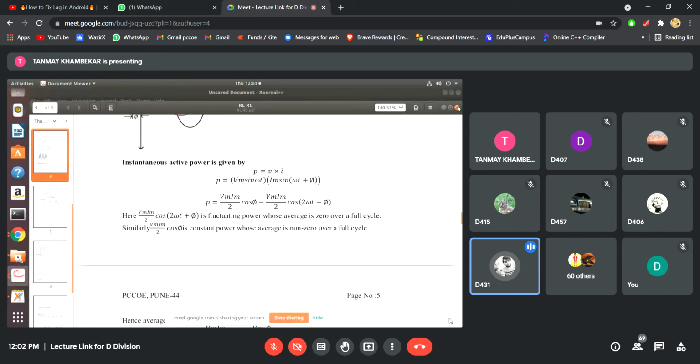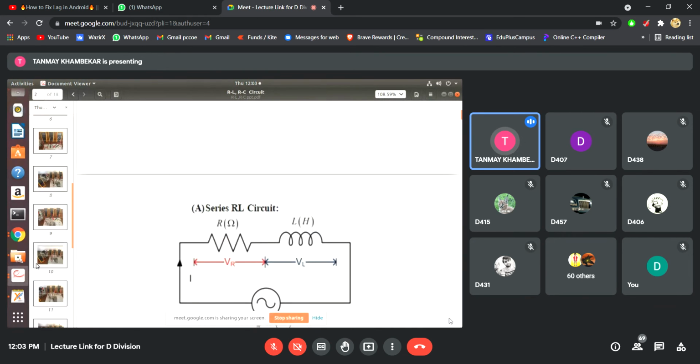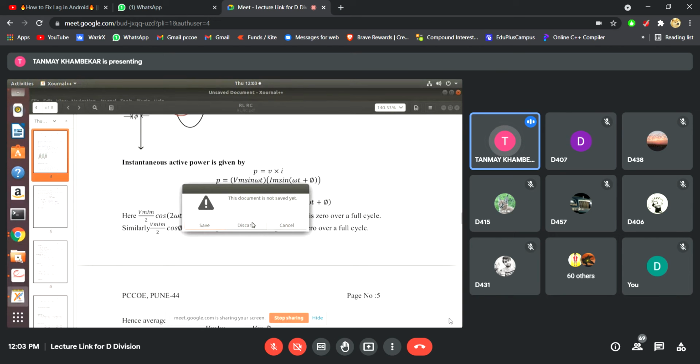Ma'am, will you give the observation values for RC and RL? Yes, I will be sharing this write up and this PDF also. Both the things I will be sharing with you on Google Classroom. Fine. Yes, ma'am. So RL, RC is there only for practical. You don't have it for theory. Fine. Now we go to RLC series circuit, which is there in the theory.